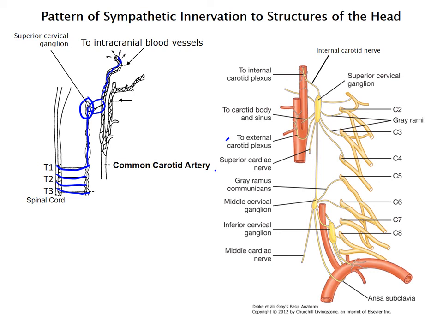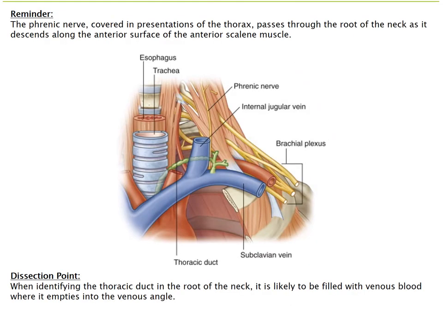The image shown here to the right simply reinforces the fact that the internal carotid nerve originates from the very top of the superior cervical ganglion, and from there, it literally jumps onto the internal carotid artery. And lastly, here are some reminders of additional structures you will see in the root of the neck. For example, don't forget that the phrenic nerve courses along the anterior surface of the anterior scalene muscle in order to pass into the thorax between the subclavian vein and the subclavian artery.